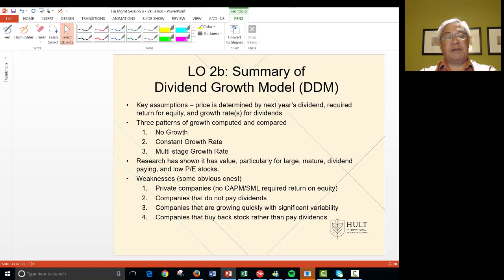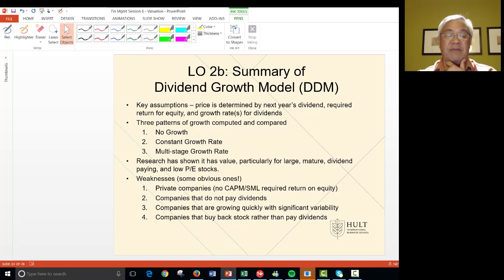So learning objective 2, DDM, we have some key assumptions such as the dividend estimates for next year, required return on equity, growth rates, however derived, no growth, constant growth, or multiple stage growth. We see, as I've mentioned, that this is most suitable for large, mature, dividend paying, and low PE stocks. Once you start moving away from these set of characteristics, it's just less and less applicable, and we move toward a free cash flow valuation model.